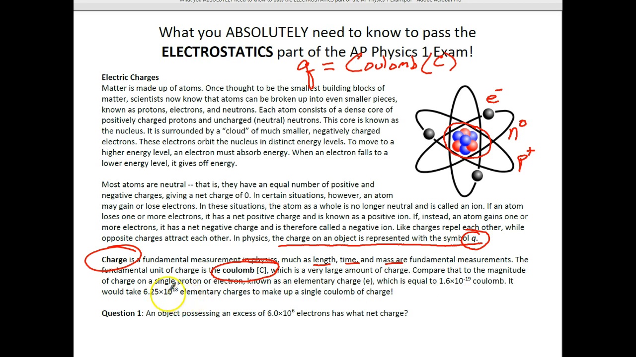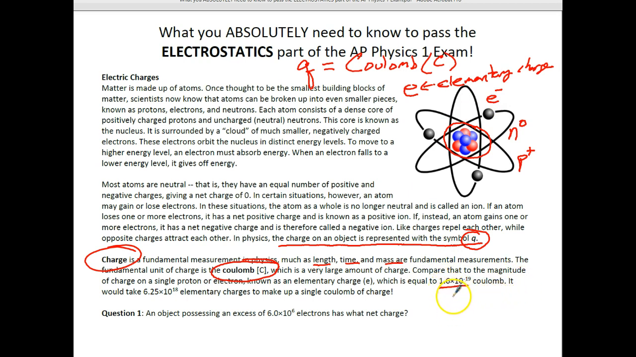Anytime we look at the charge on a single proton or electron, we're going to use something called an elementary charge, which is E, not to be confused with an electron, but we use this for elementary charge. And elementary charges are equal to 1.6 times 10 to the negative 19th coulombs.